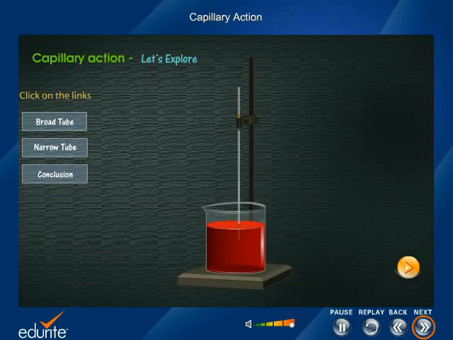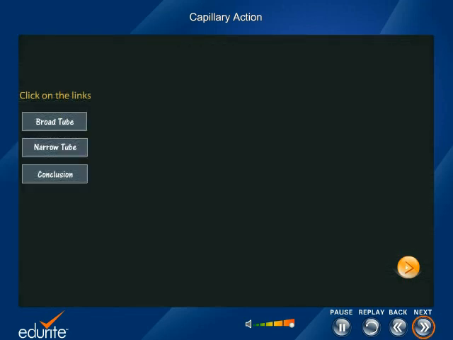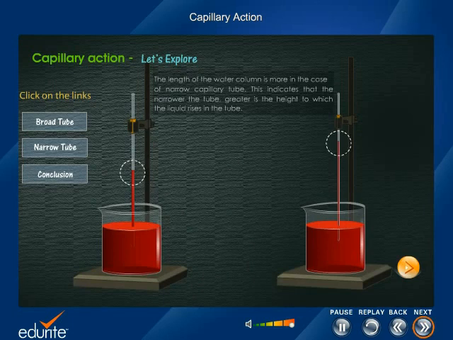Dip the capillary tube of finer bore into water. Note the level of water column. The length of the water column is more in the case of the narrow capillary tube. This indicates that the narrower the tube, the greater is the height to which the liquid rises in the tube.